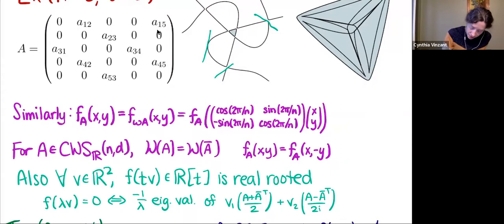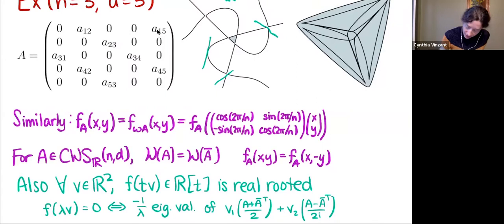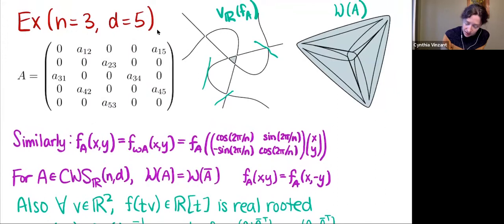And the reason for this is that from a determinantal polynomial, the roots correspond, up to sign and inversion, to the eigenvalues of a Hermitian matrix, all of which are real. And so together, in fact, these two conditions, invariance under rotation and real rootedness on lines through the origin, actually determine the polynomials that come this way, and so determine the sorts of sets that can be numerical ranges.